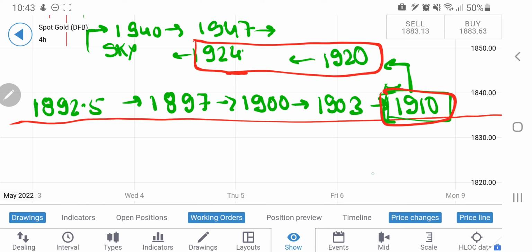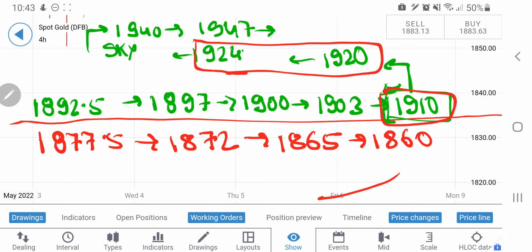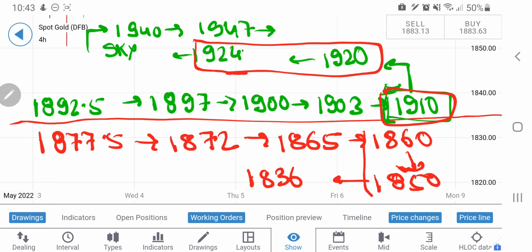On the flip side, if you see it trading below 1877.5, here you can go short. The support here at 1872 is going to be important, and below that 1865. These two levels I'll be watchful of, and then 1860 and 1840 levels. First 1860, then 1850, and then it will try to go back towards 1836. So I'll be watchful of these levels.